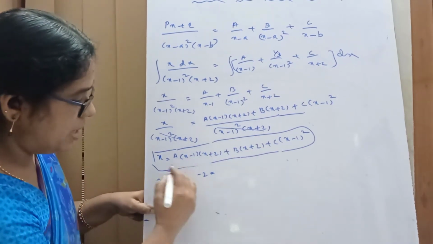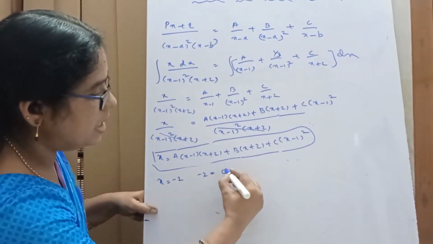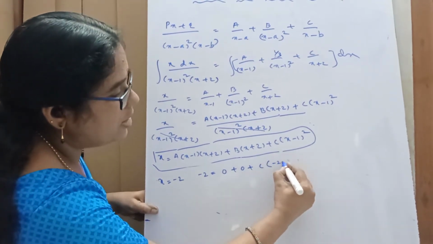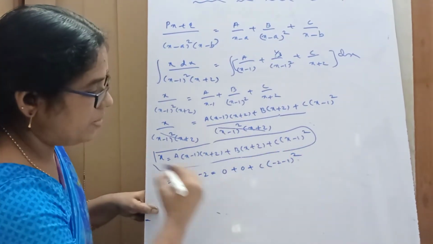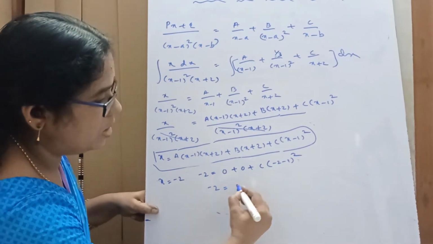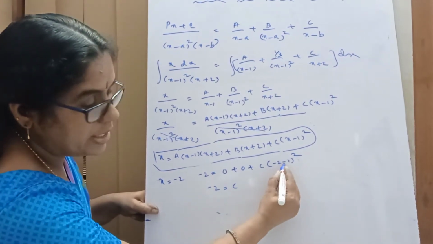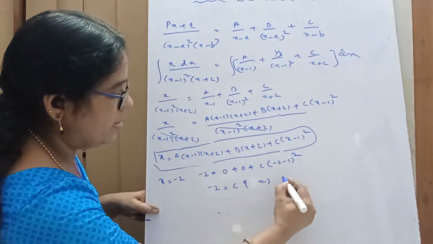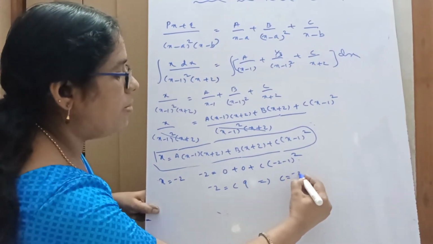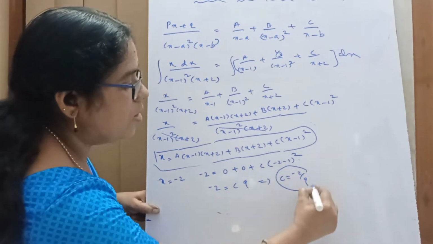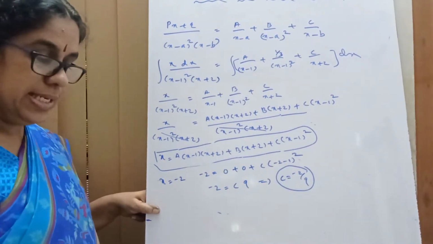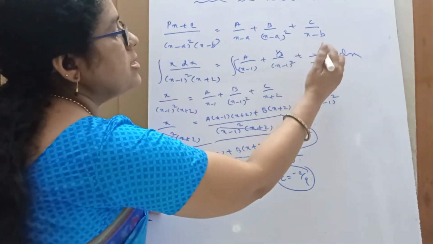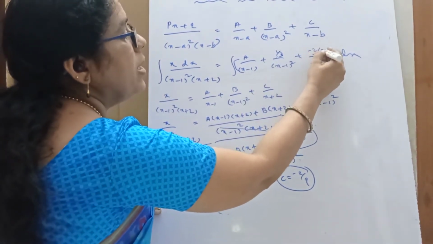Therefore we get minus 2 is equal to 0 plus 0 plus c into (minus 2 minus 1) the whole square. That is minus 2 equal to c into (minus 3) the whole square, which is 9. Which implies c equal to minus 2 by 9. So we got the second constant c as minus 2 by 9. So I put it here, c equal to minus 2 by 9.